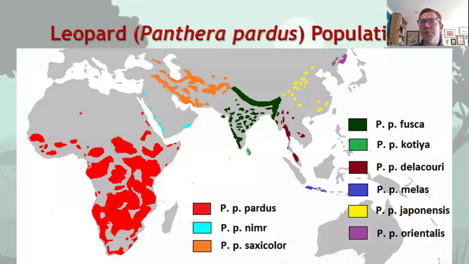A population is a group of individuals of the same species living in the same general area that have the ability to reproduce. This is a map of leopards, and you can see that they are split into 9 populations. We know these are separate populations because of genetic studies that can identify how much gene flow is occurring.